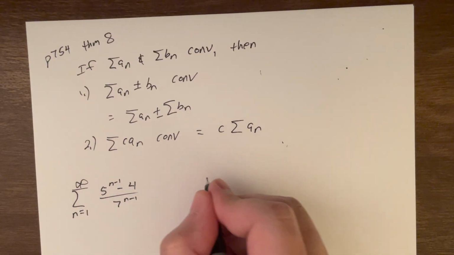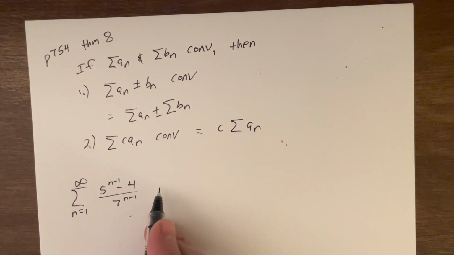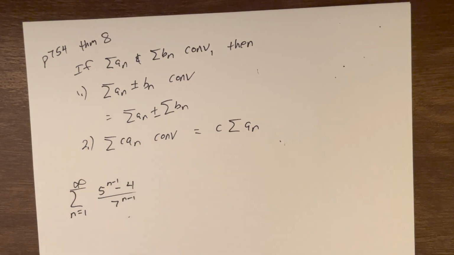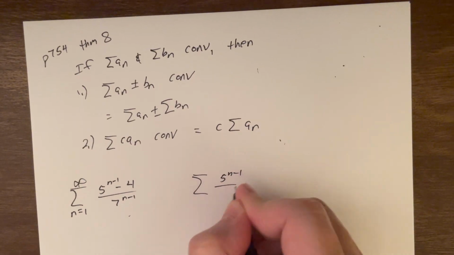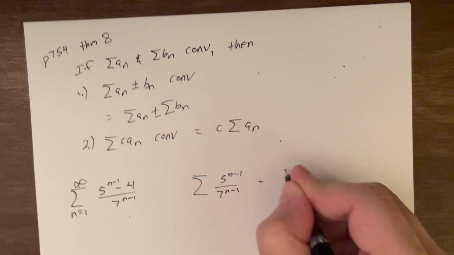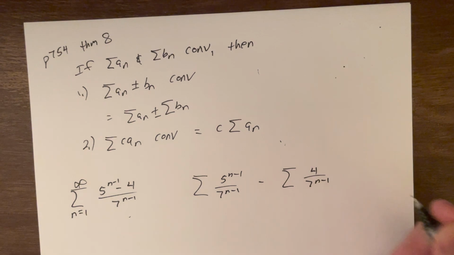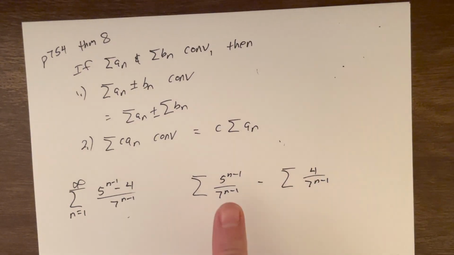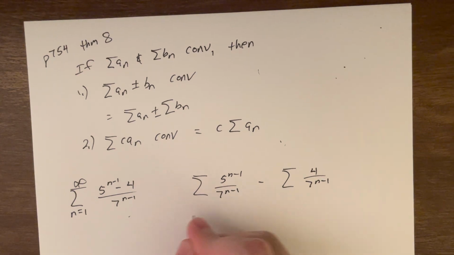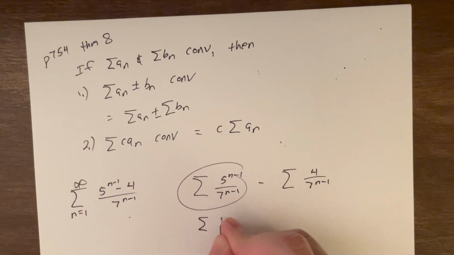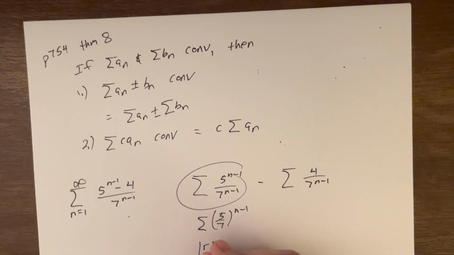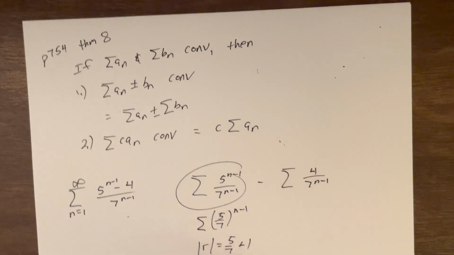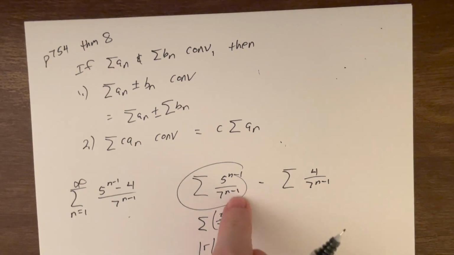Let's think about what would happen if I tried to separate. I can't say it equals these two separate summations. I have to already know the individual pieces work, but let's take a look at breaking this up into two fractions. Well, if I look at this piece, like we just said a moment ago, I can rewrite that as 5/7 to the n minus 1 power. A would be 1, r to the n minus 1. This is a convergent geometric series.